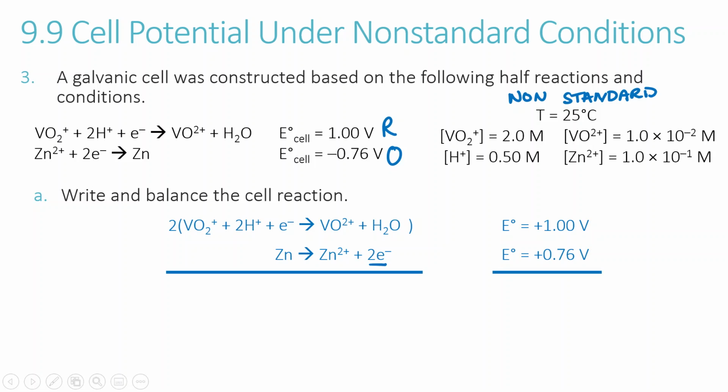So I'm going to go ahead and combine and cancel these equations together. And we end up with a standard cell voltage of 1.76 volts.